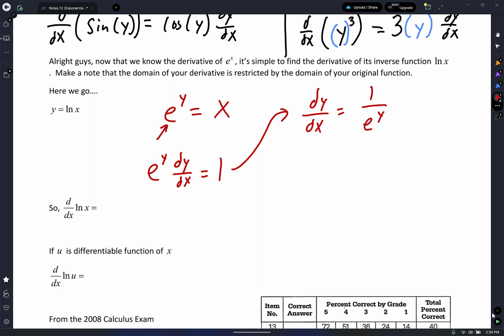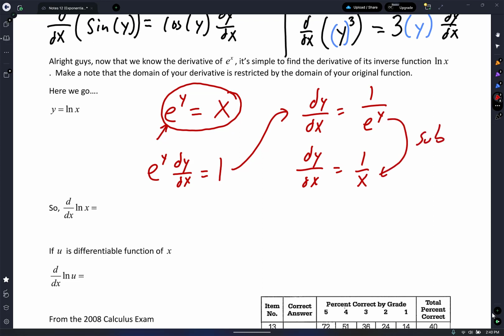And then you're going to say this. But Chavez, I don't want the derivative in terms of y. I want the derivative in terms of x. And then you look above and look at that. What is e to the y equal to? X. So dy dx is just 1 over x. I did substitution. Sub. Does that make sense? So does that make sense? We're not robots, right? We know where all this is coming from.